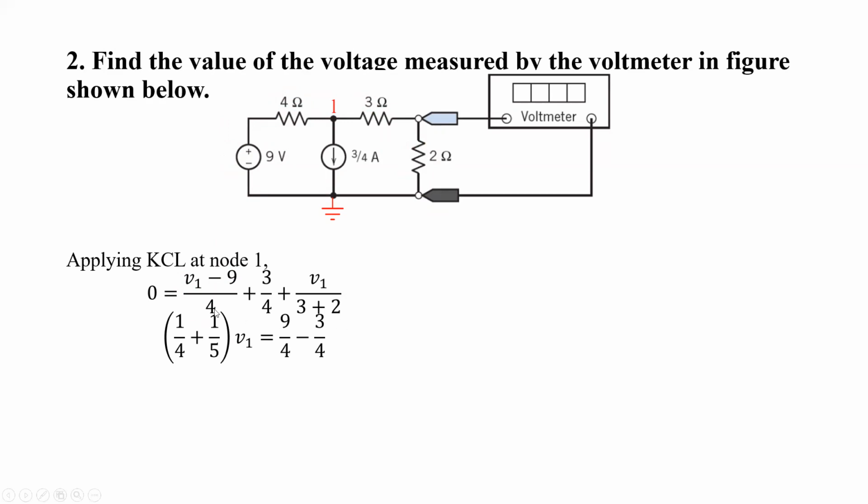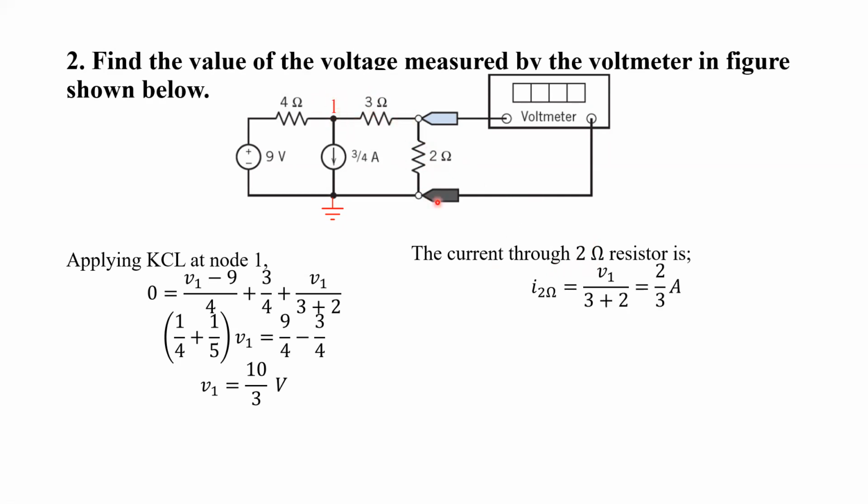After further simplification, we get V1 equals 10 by 3. Now we have obtained V1, so using V1, we can obtain the current through this branch. Let's see the current through the 2 ohm resistor. The current through the 2 ohm resistor or 3 ohm resistor is the same, since they're in series. So current equals V1 divided by the total resistance, V by R. Total resistance is 5, so we obtain 2 by 3.